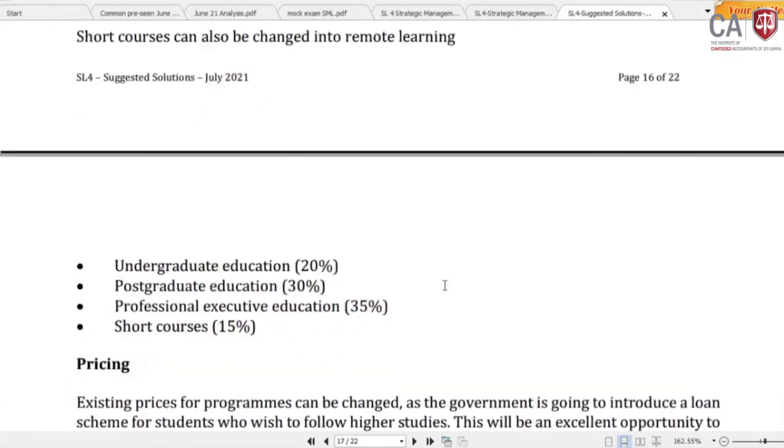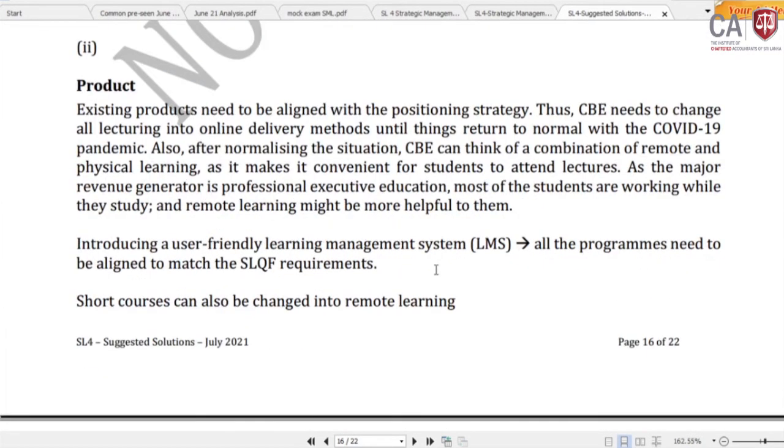So, what does the examiner say on this? Product: you say existing products need to be aligned with the positioning strategy. Does CB need to change all lecturing into an online delivery method until things return to normal with the COVID-19 pandemic? Yes, it is not possible to have physical lectures. Also, after the situation normalizes, CB can think of a combination of remote and physical learning, as it makes it convenient for students to attend lectures. Yes, after the situation normalizes, you can think about this mixture of lecturing. A blended method can be applied.